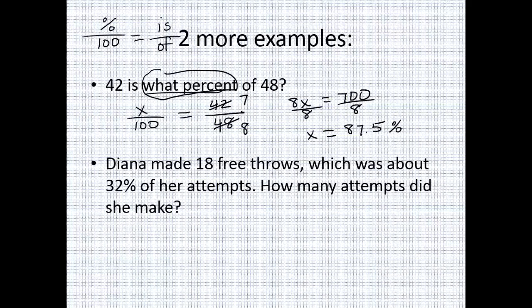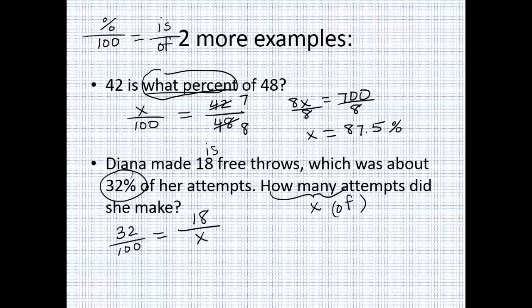Diana made 18 free throws, which was about 32% of her attempts. How many attempts did she make? The is over of is not quite as laid out for you. You just have to use your brain and think about it. 18 free throws out of attempts. So that makes this the is, and how many, which means x, is the of right there. The percentage is 32%. So we've got 32 out of 100 should be equal to 18 out of our unknown amount.